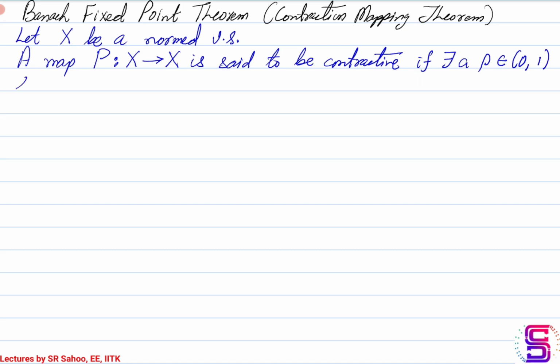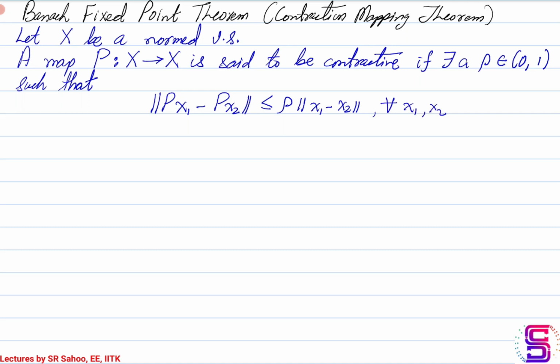Such that the norm of Px1 minus Px2 is less than or equal to rho times the norm of x1 minus x2. Okay, and this inequality should hold for all possible pairs x1, x2 from the vector space X.